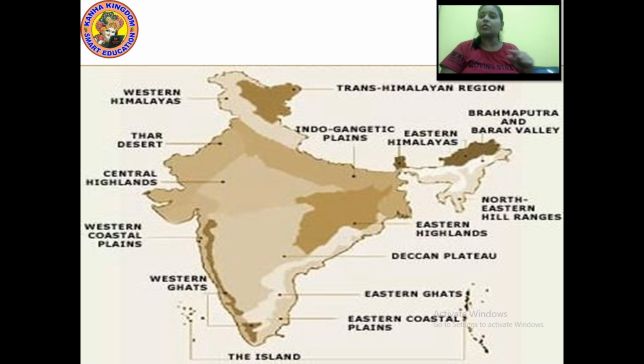Now, are you able to see this map? In this map, you are able to see several types of physical divisions of India. Here we have Western Himalayas on the top, Trans-Himalayan region also, Thar Desert. Are you able to see Thar Desert at your left hand side? Central Highlands in the middle. Then Western Coastal Plain. Then comes Western Ghats by the Arabian Sea. Downside, there is an island. Sri Lanka is there, Lakshadweep is there.